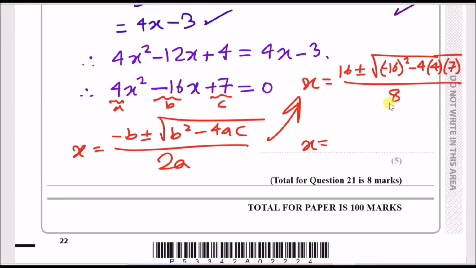The first answer will be 7 over 2, and the second answer should be 1 over 2. In other words, 3.5 or 0.5. And yeah, guys, we are done.